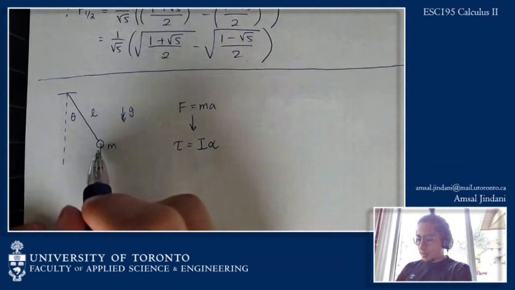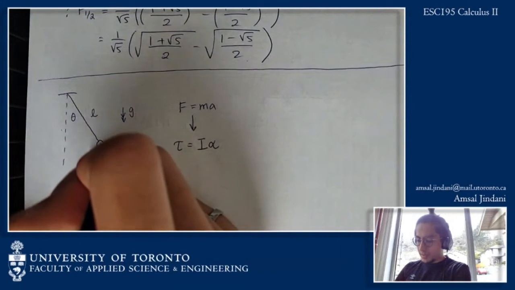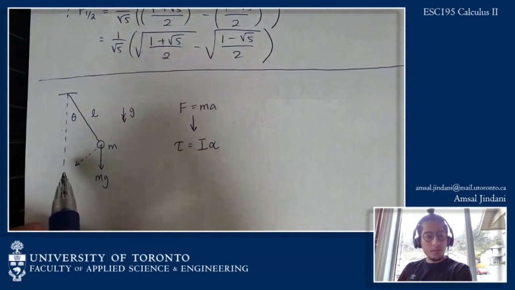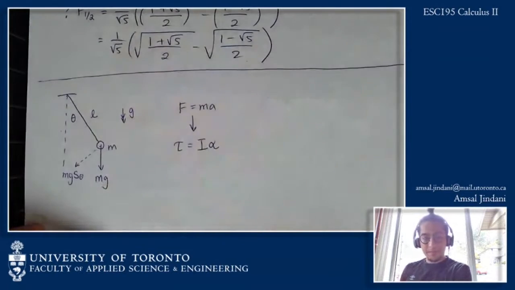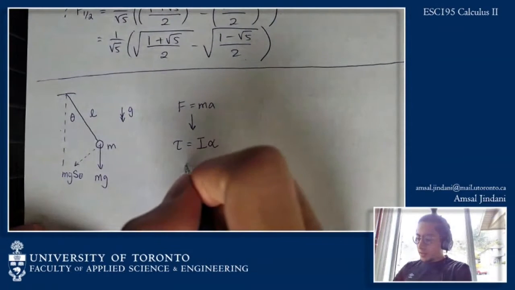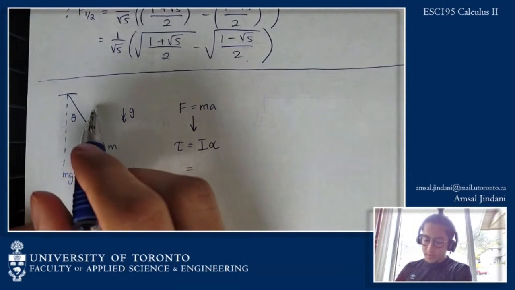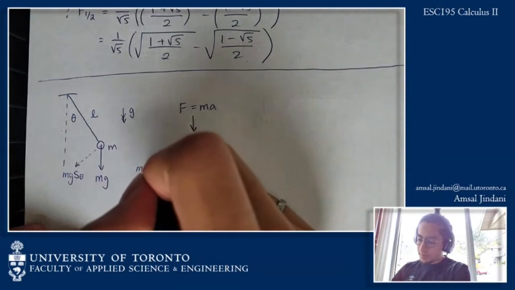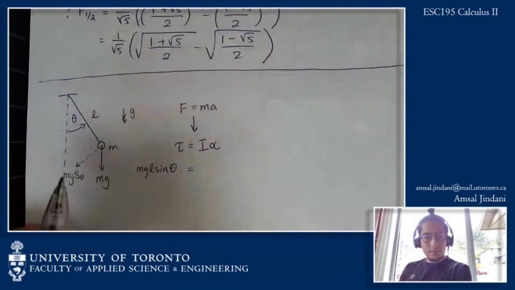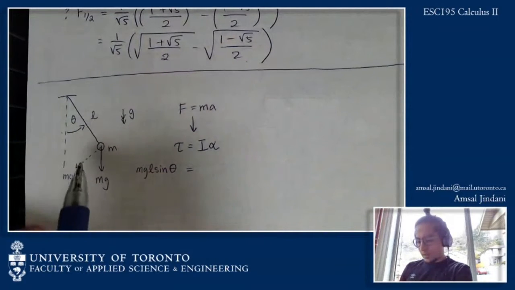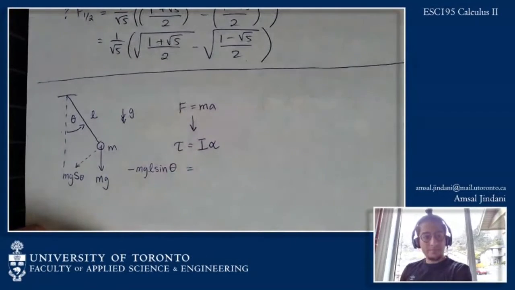So what is the torque that this force mg imposes on our system? We can calculate the component of this force that is perpendicular to the string. That is mg sine theta. And so this torque is mg sine theta, which is force, times distance, which is L. So it's mgL sine theta. And since we're measuring theta in the positive direction as counterclockwise, and this torque is in the clockwise direction, this is going to have a negative sign in front of it.